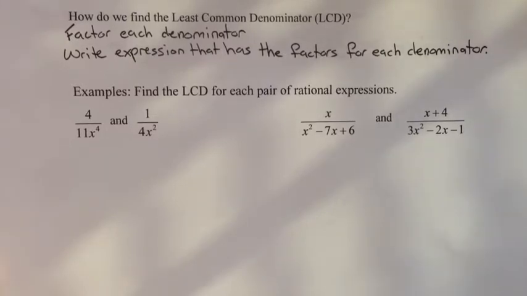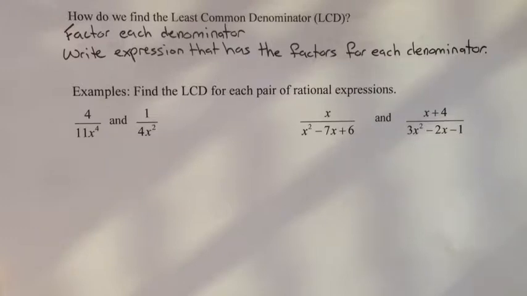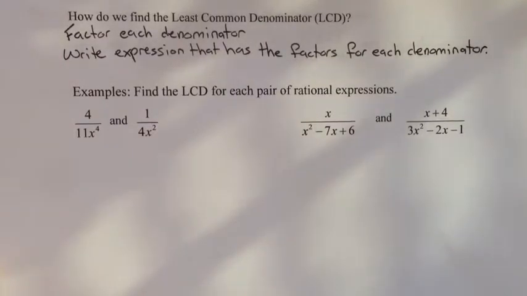We take our denominators and we factor each of them. Then we write down an expression that contains the factors or the building blocks for each denominator. We can do the same thing with our rational expressions, and actually it's almost a little bit easier than it is with the numbers. Let's start with 4 over x to the 4th and 1 over 4x squared. We're going to find the least common denominator for this pair of rational expressions.